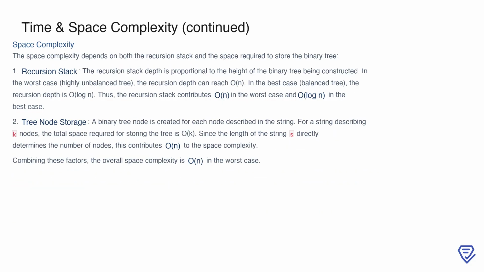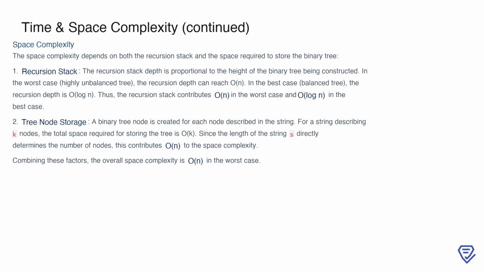Now, let's consider the space complexity, which depends on 2 main factors: the recursion stack and the memory used to store the binary tree. The recursion stack depth corresponds to the height of the binary tree. In the worst-case scenario, where the tree is highly unbalanced, this depth could be O(n). In the best-case scenario, with a perfectly balanced tree, the depth is reduced to O(log n).